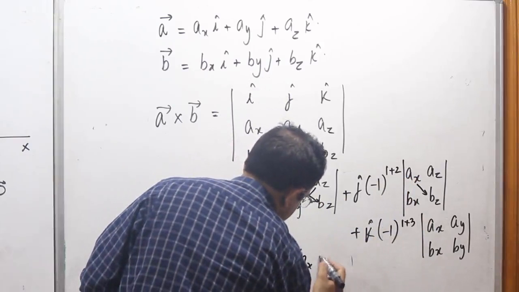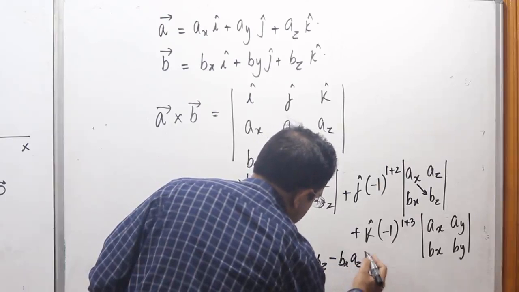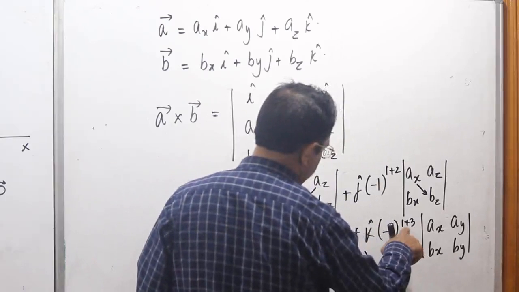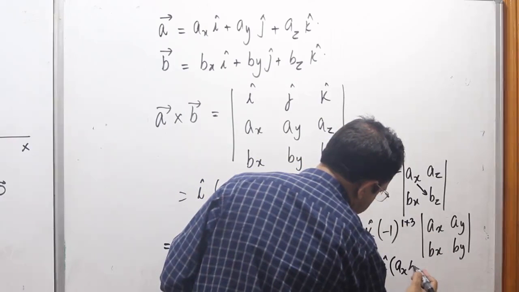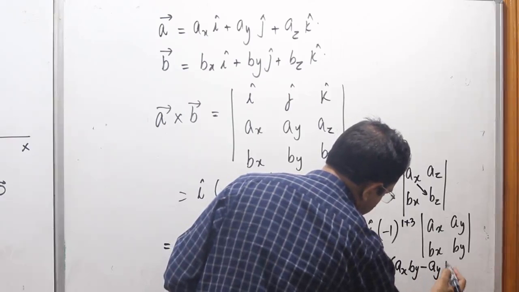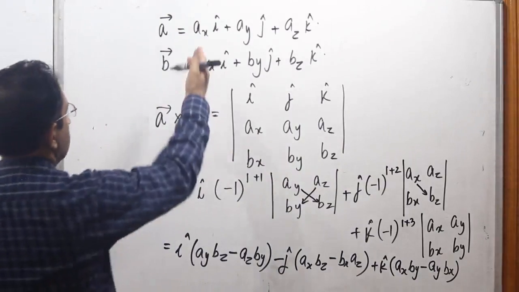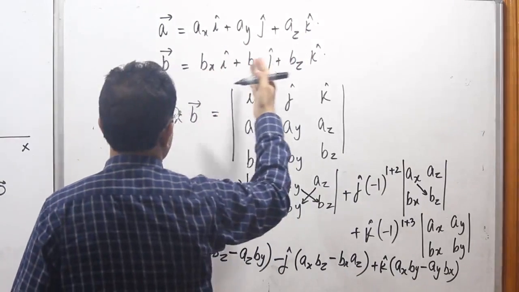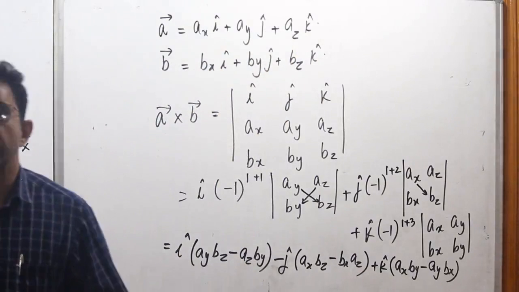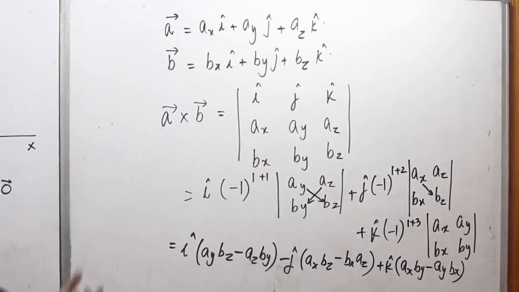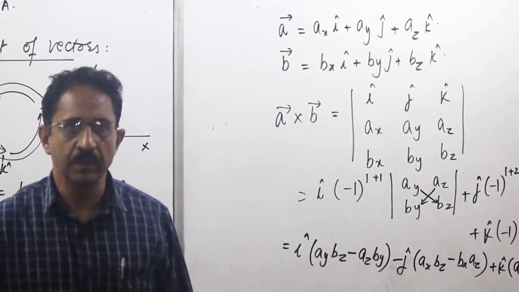So it is AX BZ minus BX AZ. And finally, -1 raised to power 4 is plus 1. So plus k cap into AX BY minus AY BX. If the values of AX, AY, AZ, BX, BY, BZ are known to you, you can get the result here, and you can get the answer as an exercise towards the end of this lecture. There will be some problems which you can solve and get the result.